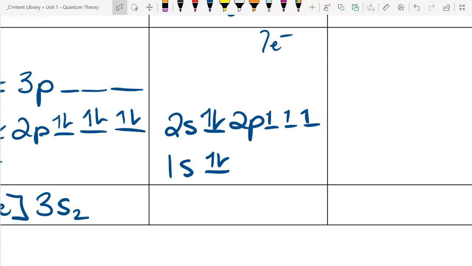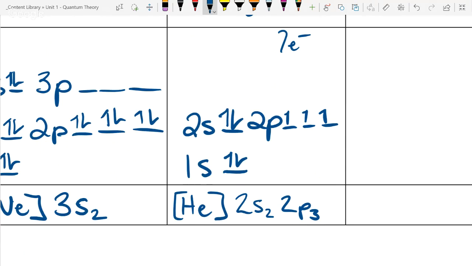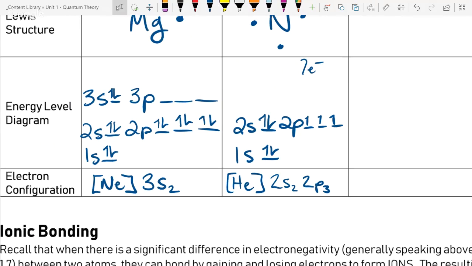All right. And if I wanted to do a shorthand configuration for this, what would I put? Okay, helium. And after that, 2s, 2p3. Very good, 2p3. Okay, so there we have it. And in the interest of time constraints, I'm not going to do the third example because I think we can well demonstrate the principle we're looking at here.